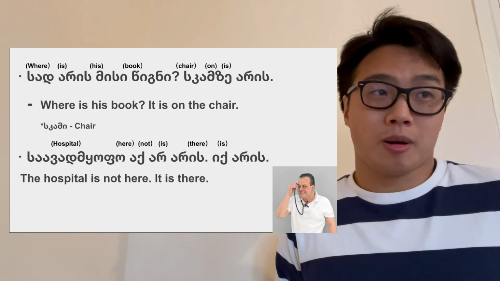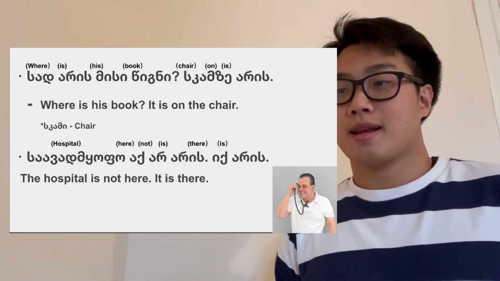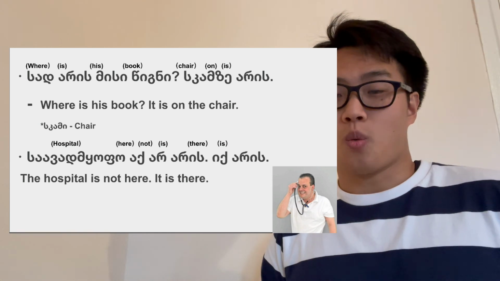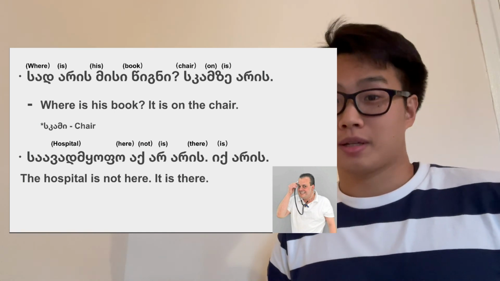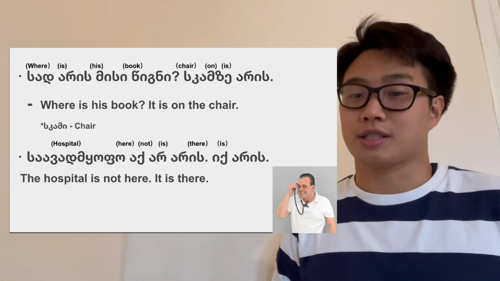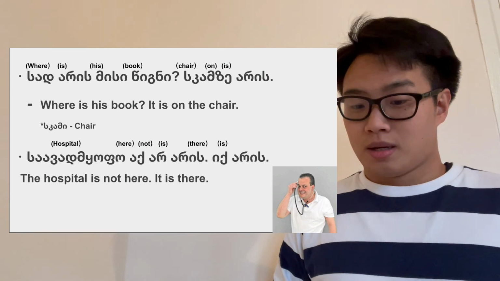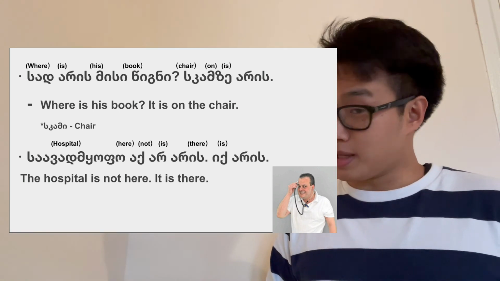We've learned about postpositions and words such as where, here, there: sad, ak, man, ik. That's the association, etc. Today, that's pretty much it.